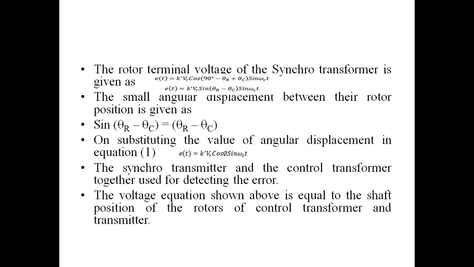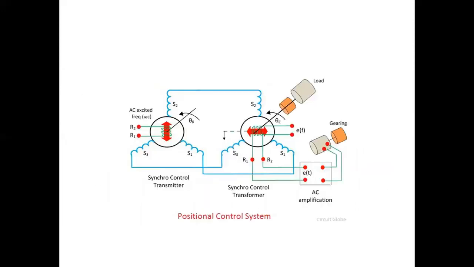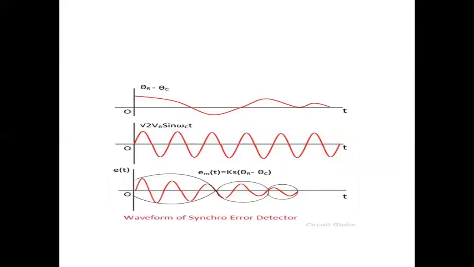So on substituting the value of angular displacement, we get e(t). So this is about our positional control system. We have a synchro control transmitter, a synchro control transformer, and an AC amplifier. This is the synchro transmitter and control transformer together, which is used for detecting the error.